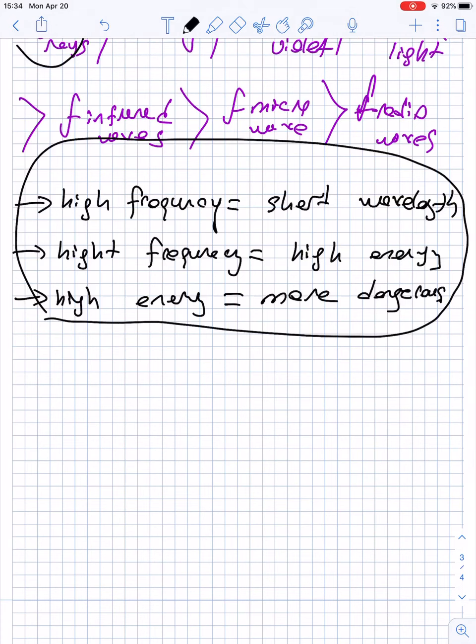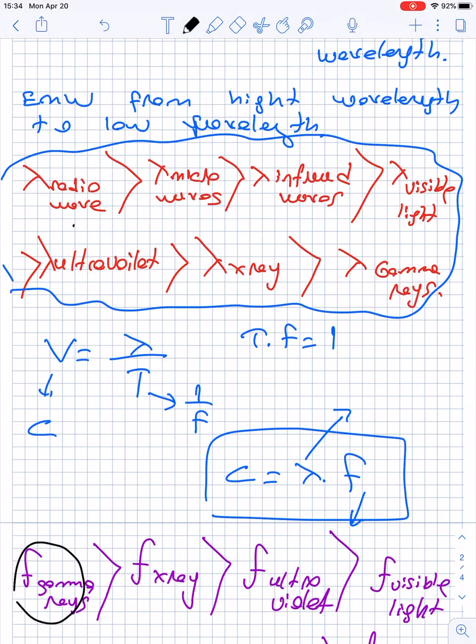And where can we use the electromagnetic waves? Okay, firstly I'm starting radio waves. Radio waves, we are using TV or FM radio communication. It is not dangerous for us. Then microwaves, we are using at home in kitchen for cooking food.